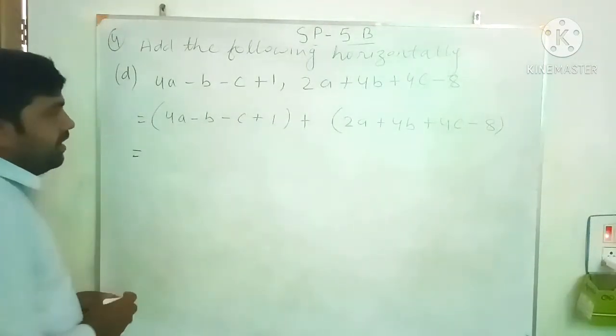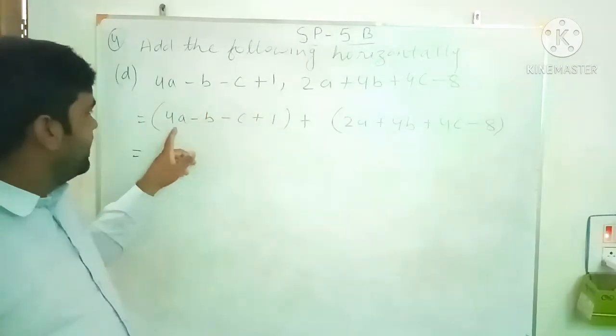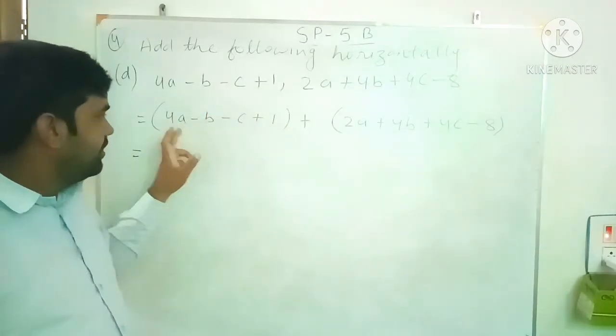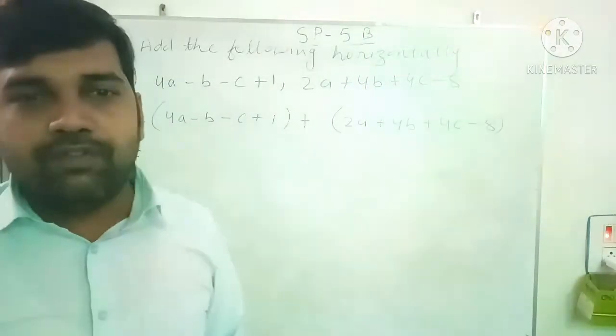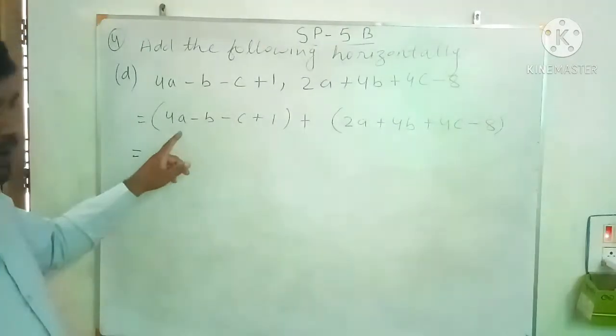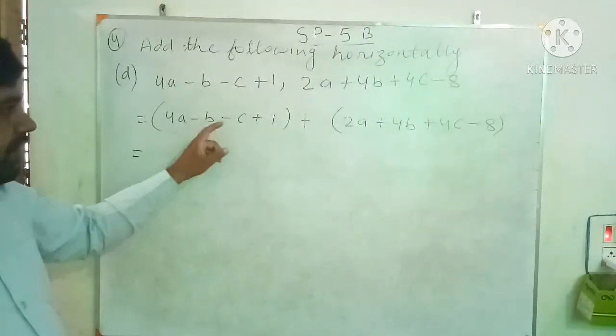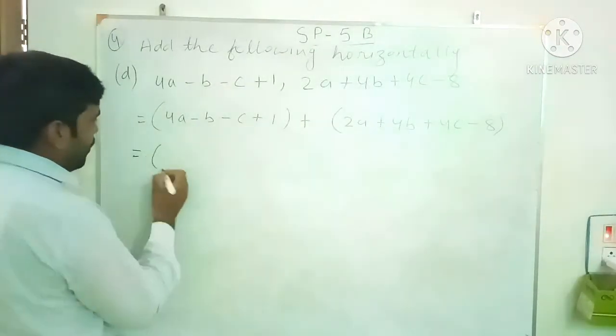Now see, we have four different terms in the polynomial: a, b, c and 1. Term 1, term 2, term 3, term 4. So now we are going to make four brackets, four groups, one for each term: one group of variable a, one group of variable b, one group of variable c and one group of the constant term.